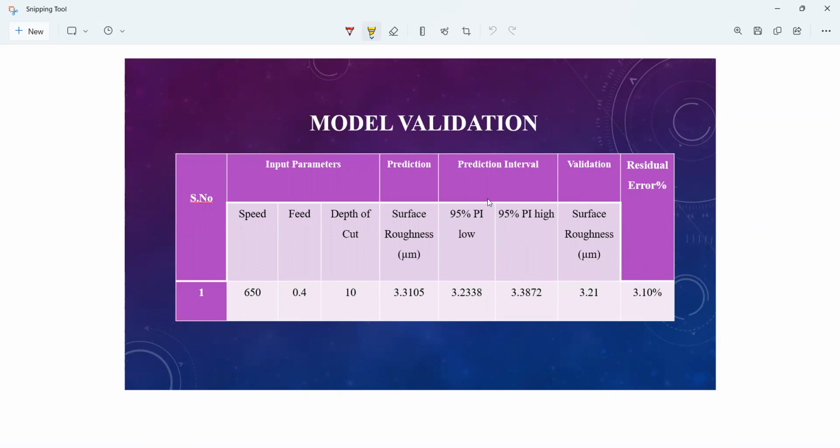So that's all for today. We have discussed in this lecture the model surface plots and the model validation run.